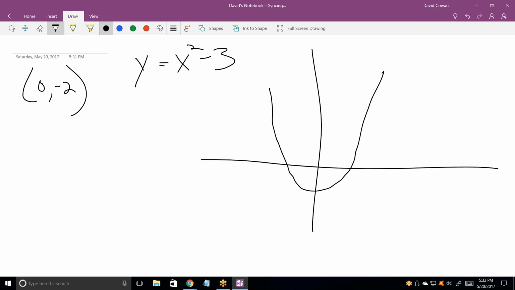That's what your function looks like. It's a parabola at the origin, shifted down by 3 units. And you want to know where on the graph it is closest to that point.